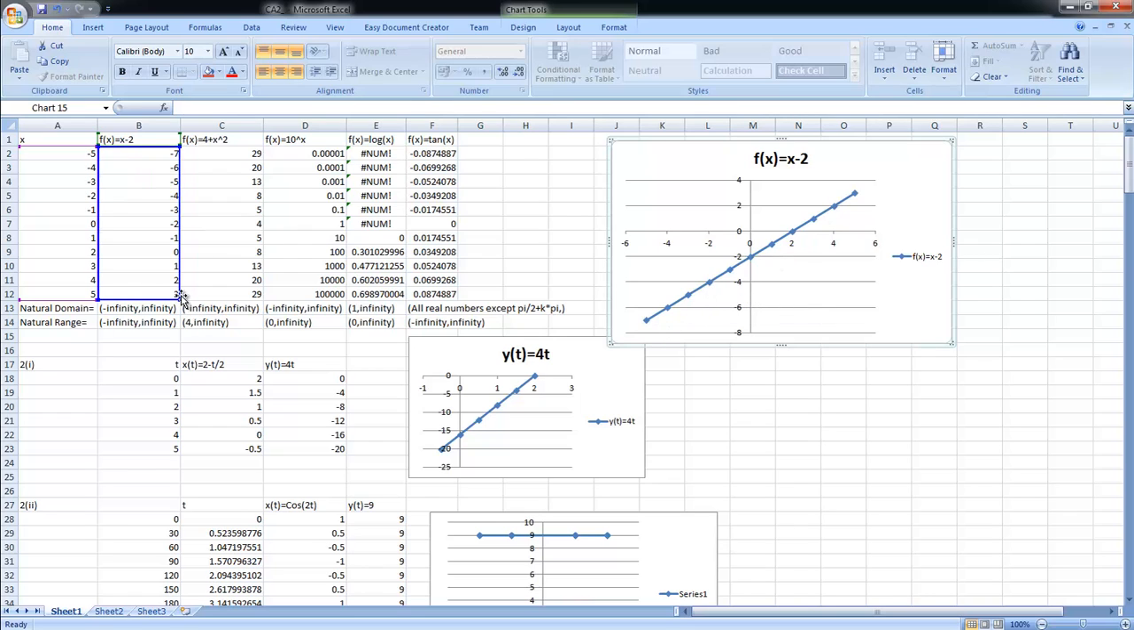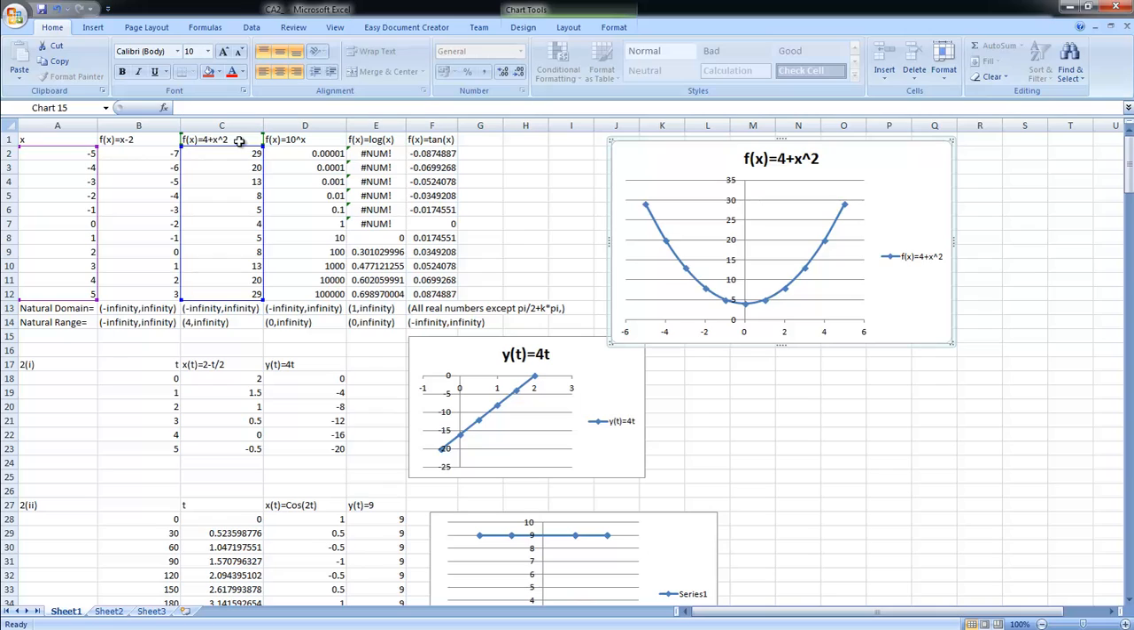Basically they're all kind of the same, but I want to talk about this one, because it's to the power of 2, so even if x is a negative number, it will still be positive, so it creates a curve.